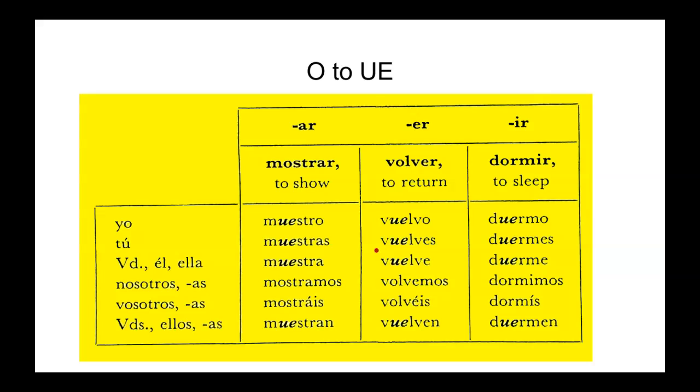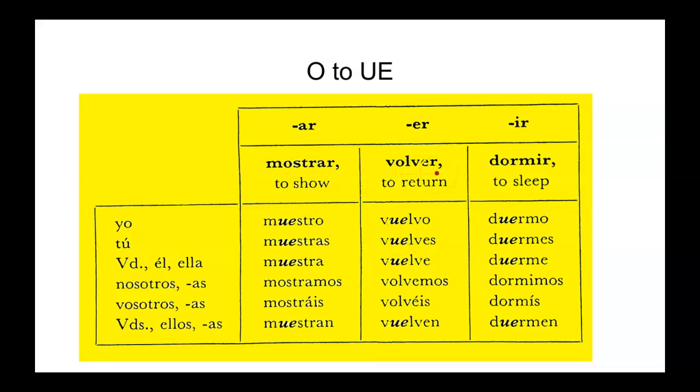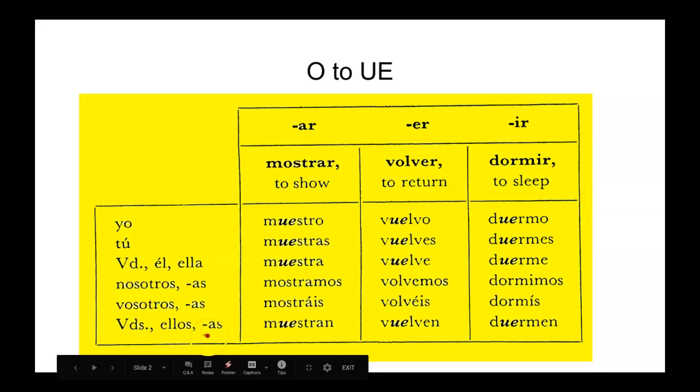This is what we're doing. I hope this slide is bright enough for you. Okay, we're working with O to UE stem changers, so they look like this, right? We've been charting them out. Got an example of an AR, an ER, and an IR verb here, all charted out for you in 6 forms: yo, tú, usted, él, ella, nosotros, vosotros, ustedes, ellos, ellas.